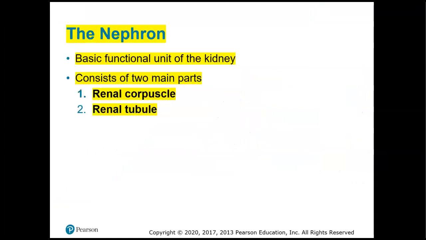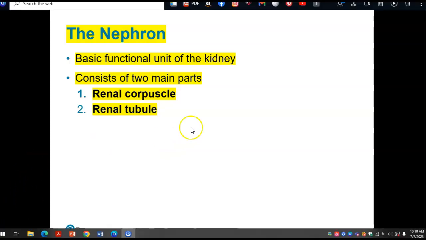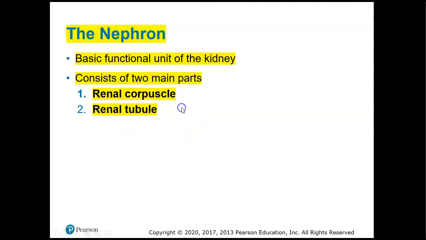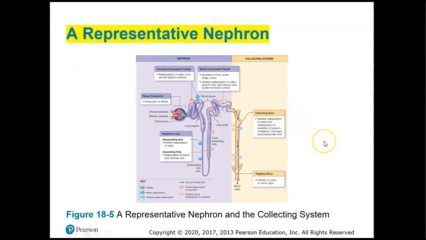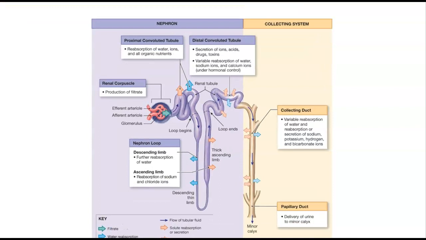Now we're going to go over the parts of the nephron, because each nephron filters a certain amount of blood and produces a certain amount of urine, and there are millions of nephrons in the kidney. The nephron is the basic functional unit of the kidney, and it consists of two parts, the renal corpuscle and the renal tubule. This is small, so let me blow it up again. Here we have a juxtamedullary nephron, and you can see the renal corpuscle, which is where filtration occurs. This is where the blood is filtered and then it's processed in the renal tubules.